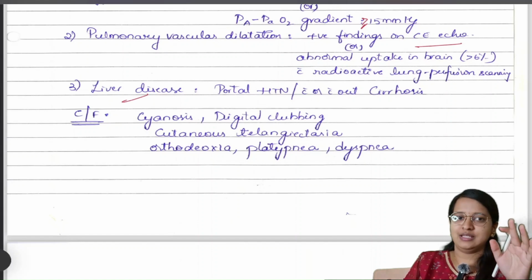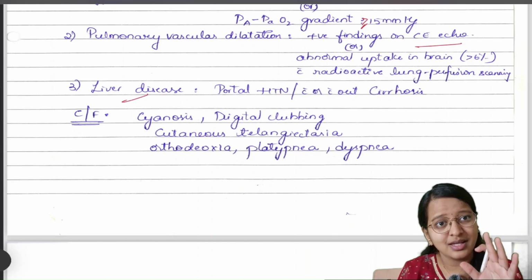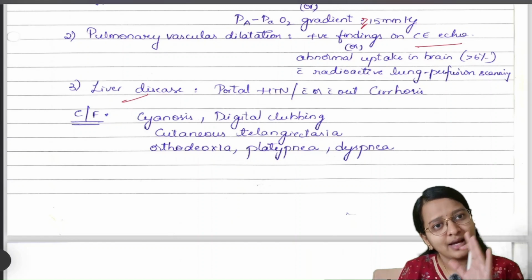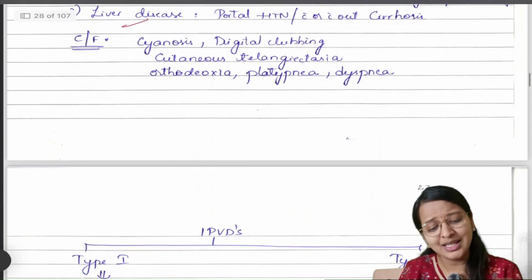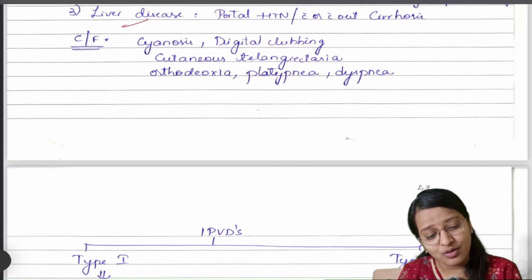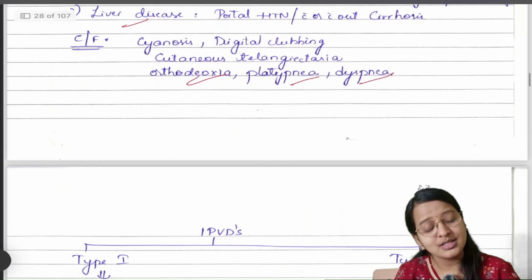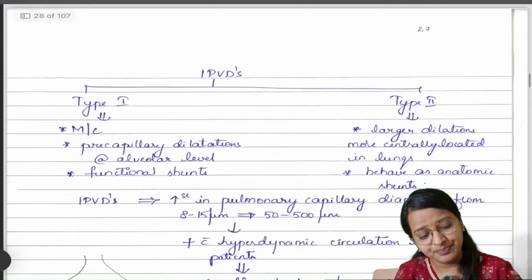There has to be liver disease, portal hypertension with or without cirrhosis. So these three are considered the diagnostic triad for hepatopulmonary syndrome. What are the clinical features? The patient will have cyanosis, clubbing, cutaneous telangiectasias, orthodeoxia, platypnea, and dyspnea. Okay, let us see what orthodeoxia is and all later.